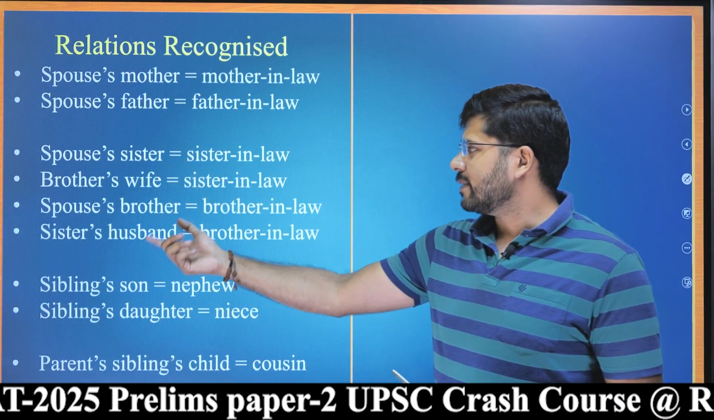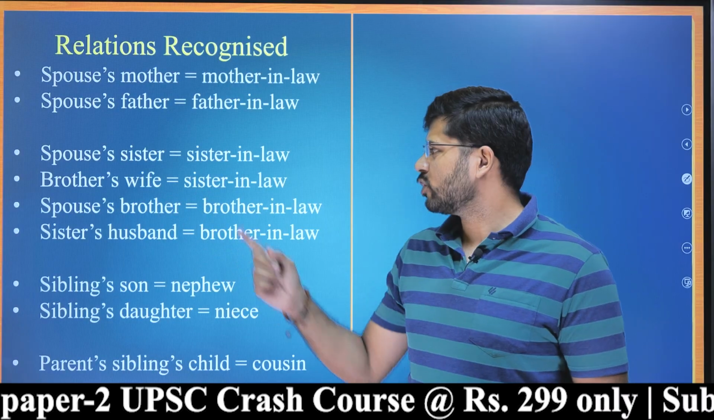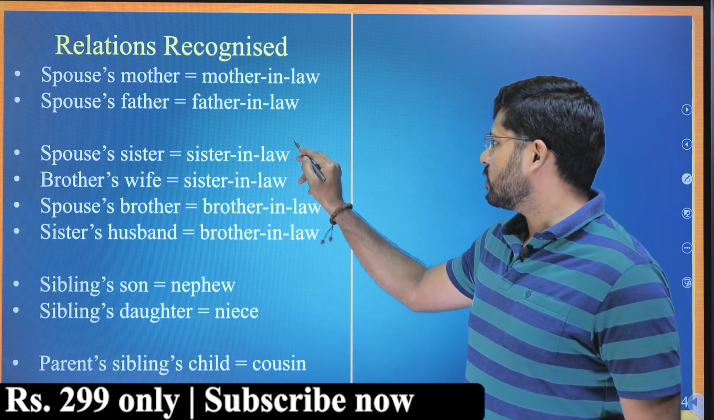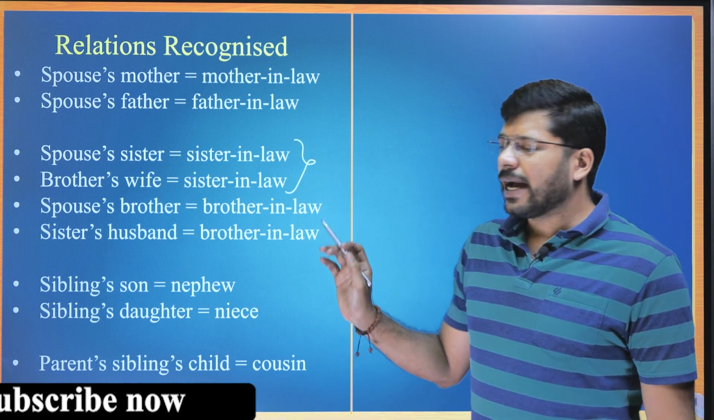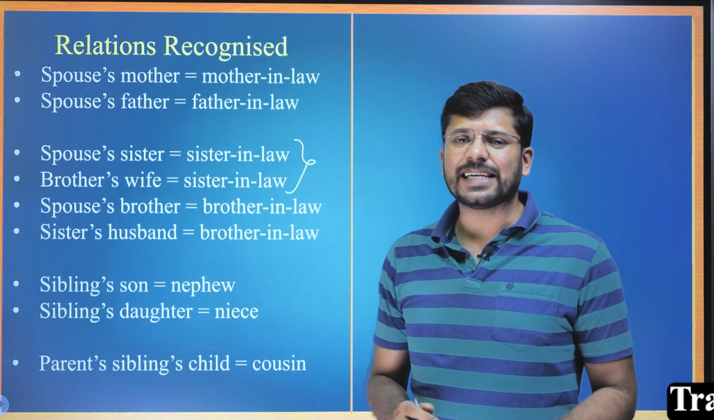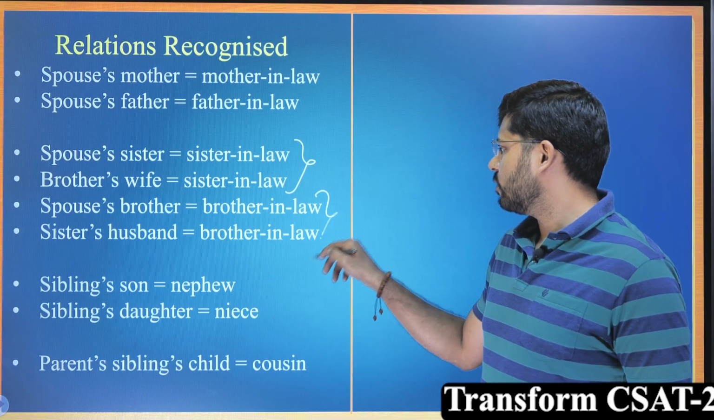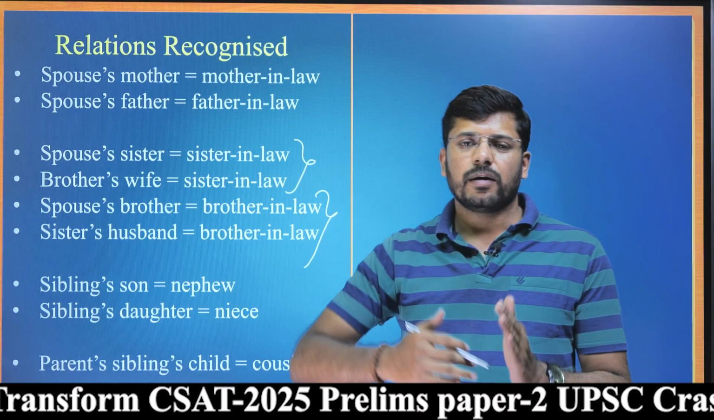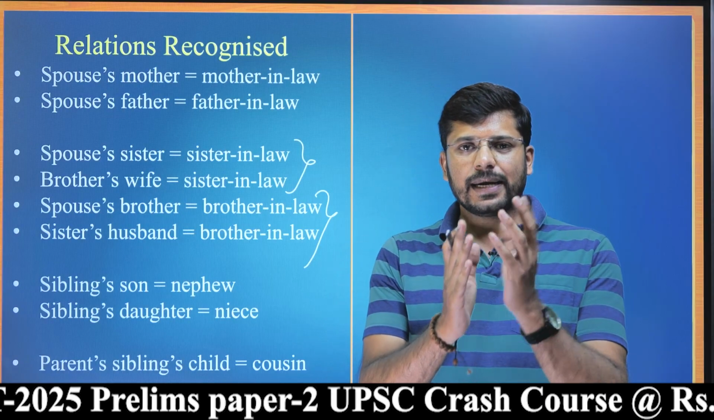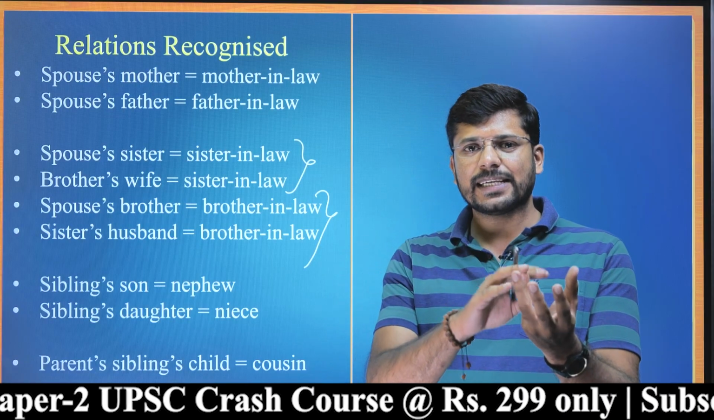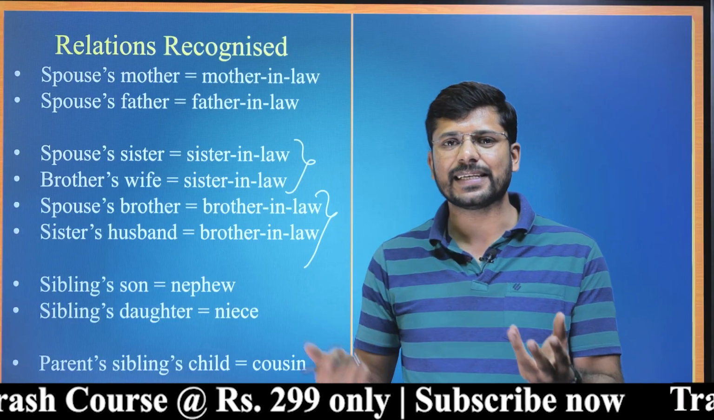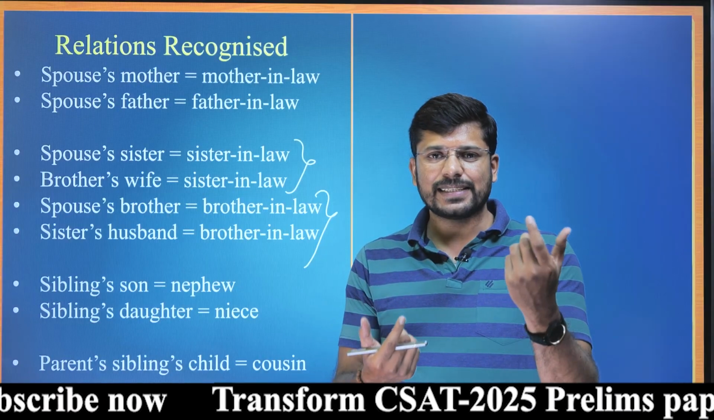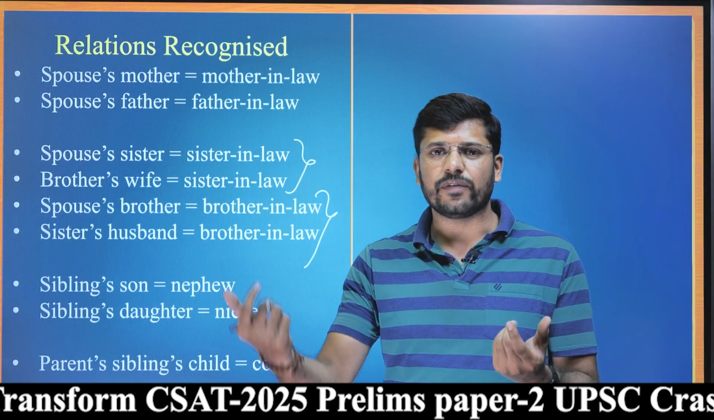Then look at these things here. Spouse's sister is also called sister-in-law, and brother's wife is also called sister-in-law. So make a note of this. Both are called sister-in-laws. And spouse's brother and sister's husband, both are called brother-in-law. For example, let us say there is a person X, a female person. Then she has a brother Y, and Y's wife is Z.